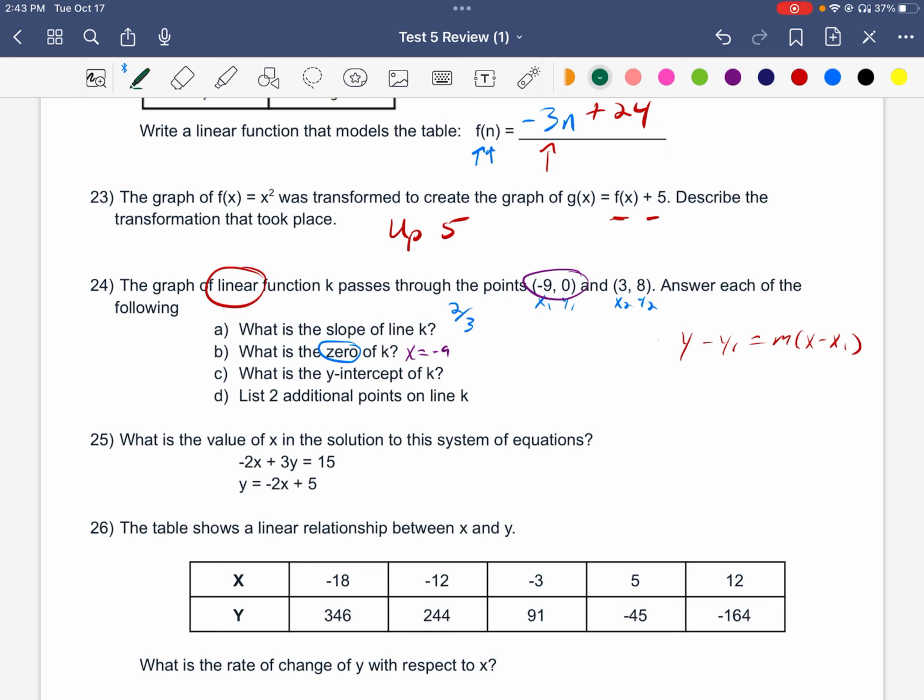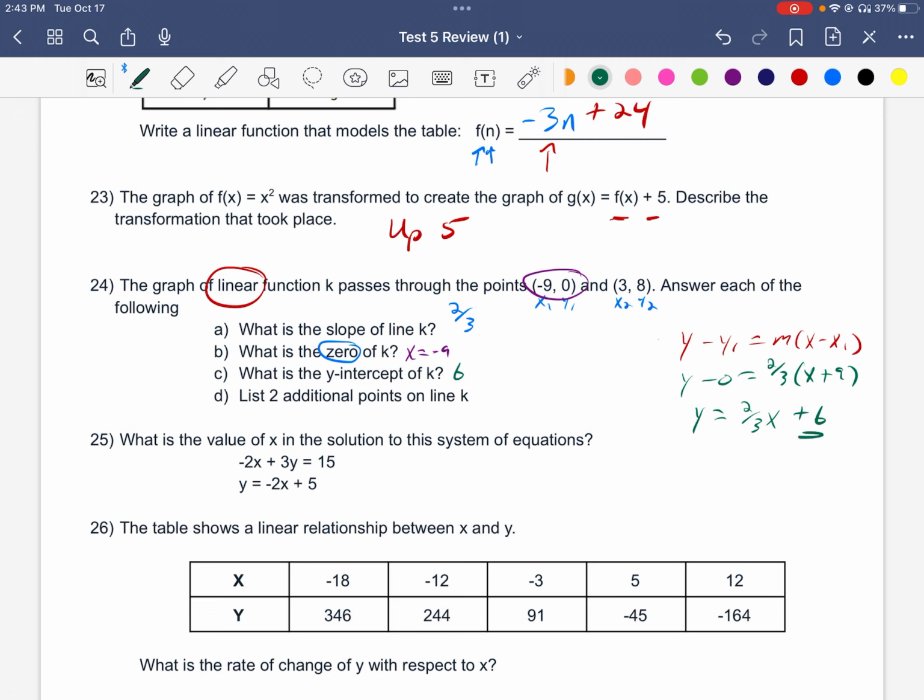So I'm going to fill in, let's just do this first point I already have. Y minus y1, which is 0. The slope I already figured out was 2 over 3. X minus x1, so x minus negative 9 is that. Let's simplify this. The 0 doesn't change anything. I'm going to distribute the 2/3. 2/3 times 9 is 6. So I'm able to see the y-intercept is 6.